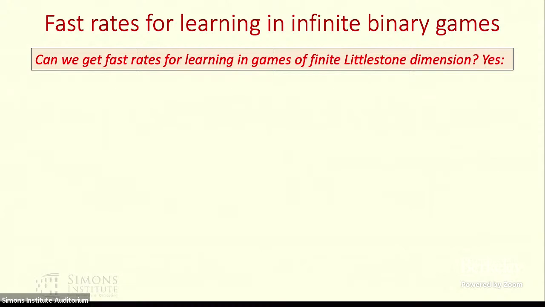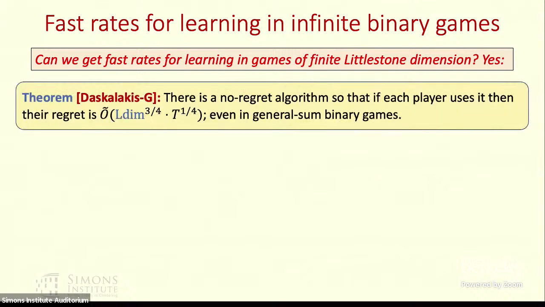So let's move on to our second main question, which is: can we get fast rates for learning in games? And I'll focus on games of finite Littlestone dimension. Of course, by the condition on the previous slide, for these games we're on solid footing. We know that Nash equilibria exist. So here's our main result.